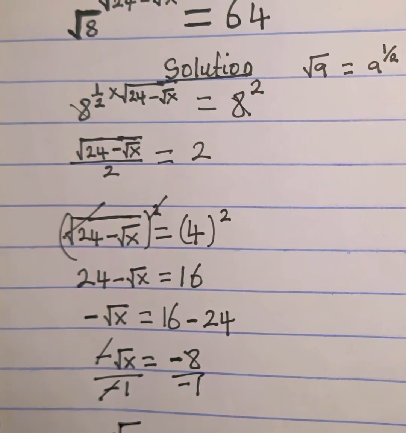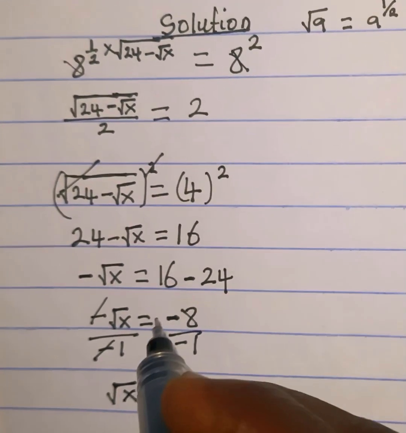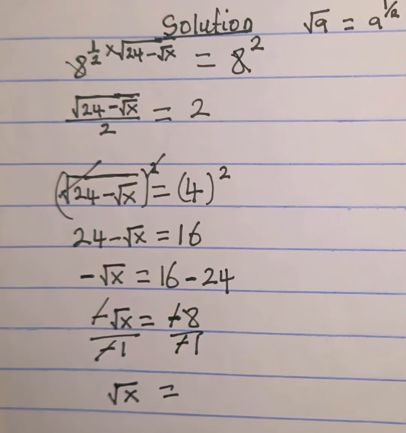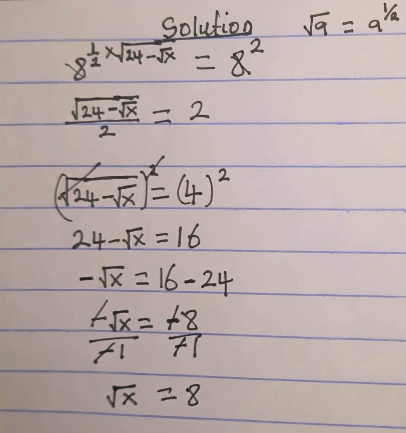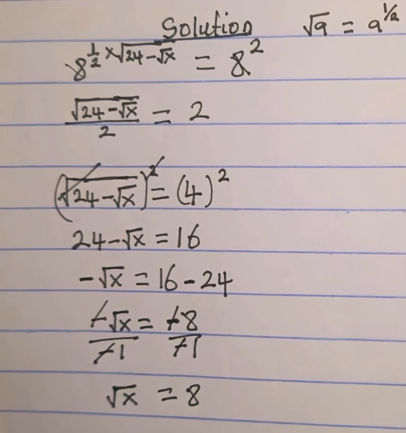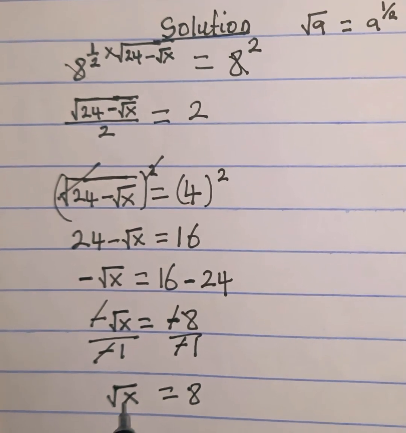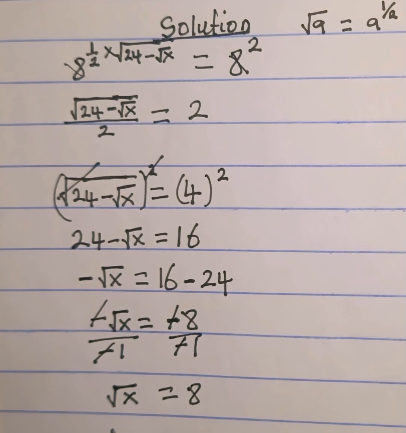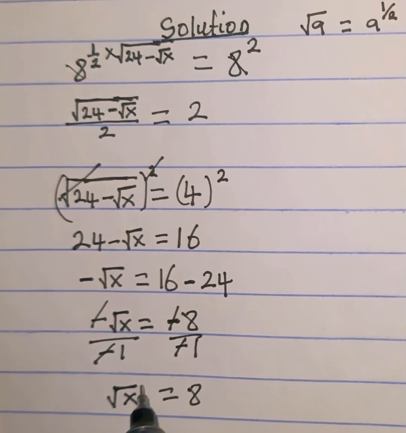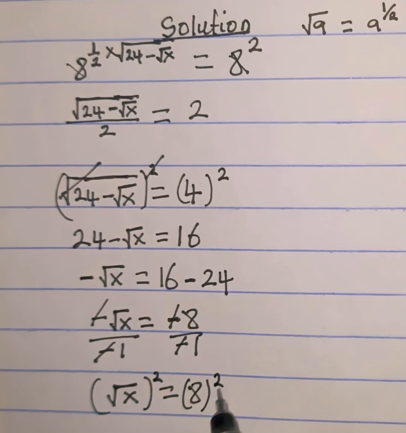We are left with just square root of x, which is equal to, also in the right hand side, this negative will cancel this negative. 8 divided by 1 is the same as 8. So the next thing we're going to do, remember we are looking for the value of x, and here we have square root attached to this x. Now, to eliminate the square root, we need to square both sides again in order to delete the square root. So we square the left hand side and also we square the right hand side.